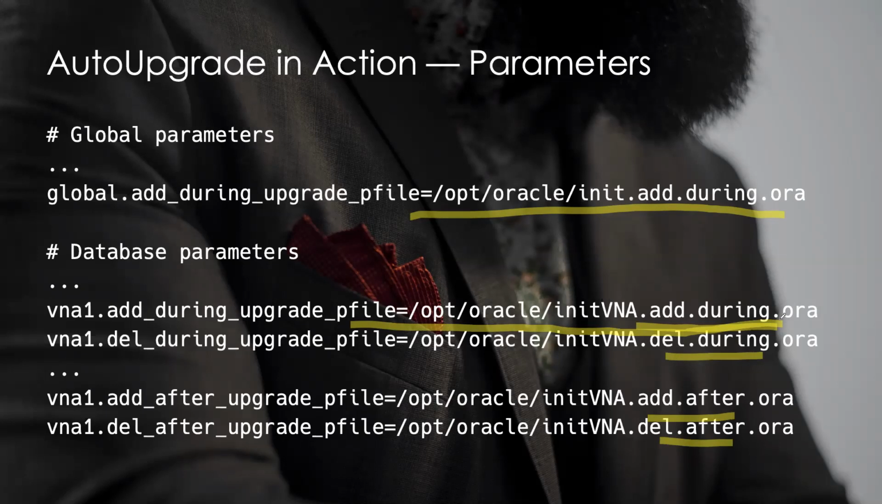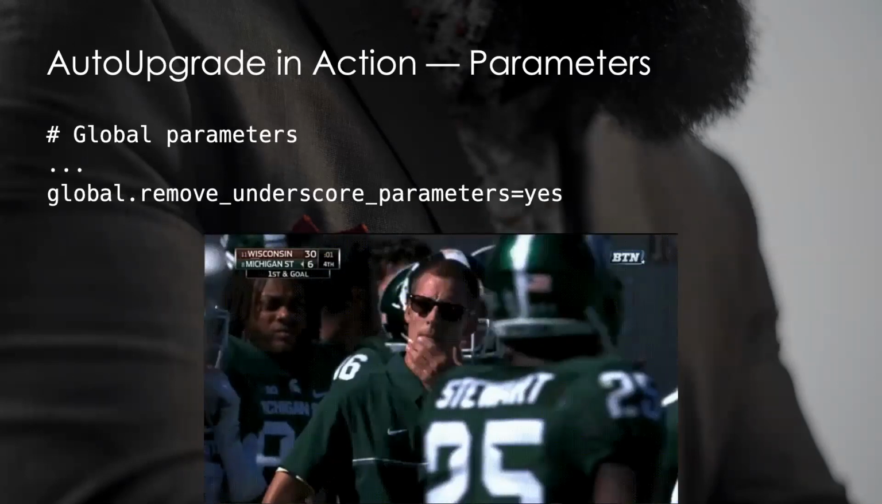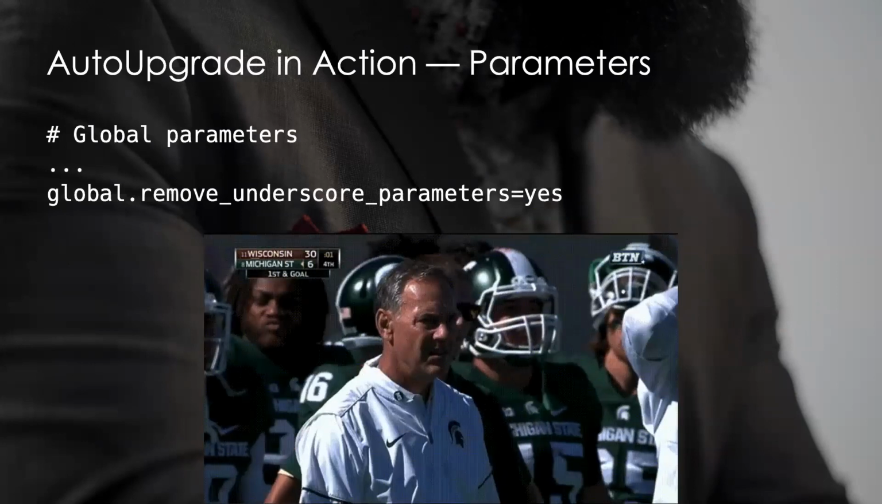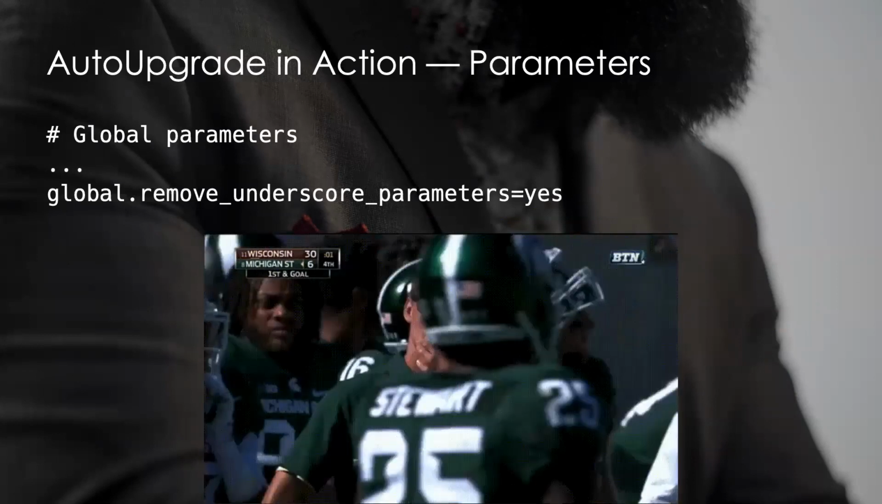So you're probably thinking, well, one of the things that we do in an upgrade is we remove all of those underscore parameters. Do I have to go in and manually put all of those underscore parameters that I want to remove into a file? Good question. No, you do not. You can set this global remove underscore parameters to yes, and AutoUpgrade will do that automatically for you.